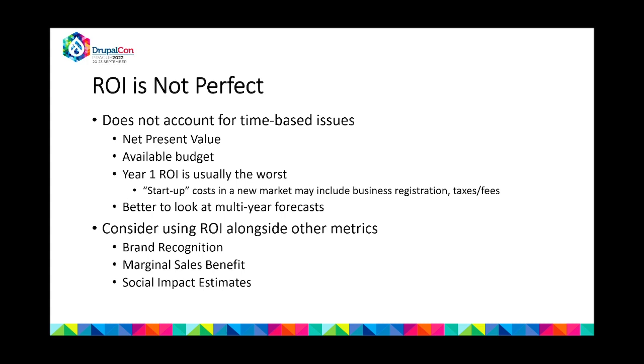Your available budget. Year one return is usually the worst, because we have startup costs. New business licensing, new fees if you're going into a new market. I like to look at multi-year forecasts because that's going to give us a better idea. Maybe years one and two are investment years, which means we have a negative ROI, which means we're losing money. But by year three, we're making that back. And by year four, we're profitable. Might be worthwhile depending on what business you're in, what kind of impact you're trying to have. But I also like to present return on investment alongside some other numbers.